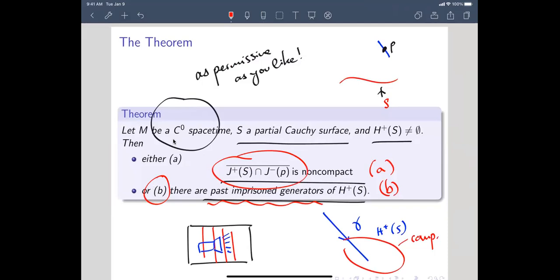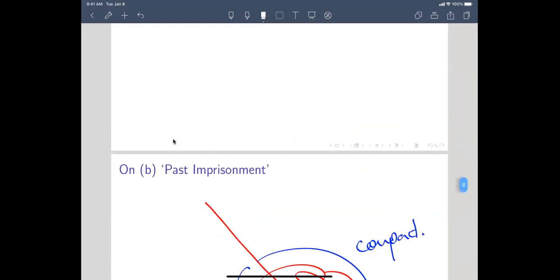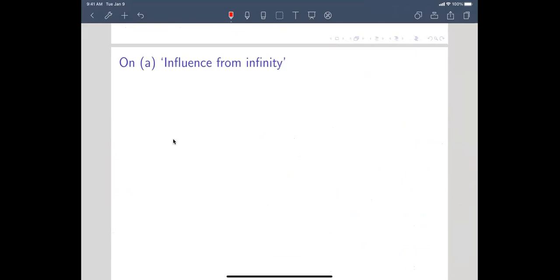Which is the example that is B among the known solutions? Taub-NUT, for instance. In Taub-NUT, let's ignore the title of this slide, but let's just do a Taub-NUT. So in Taub-NUT, you have something like this.